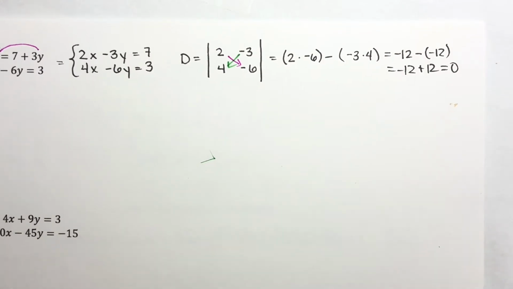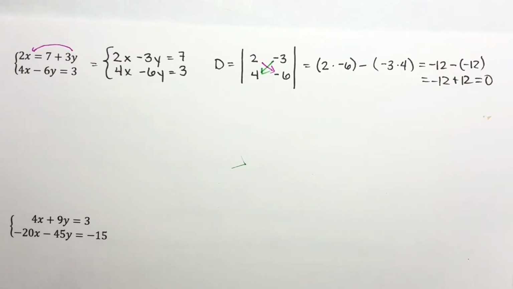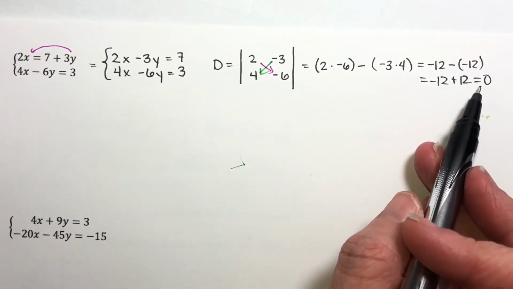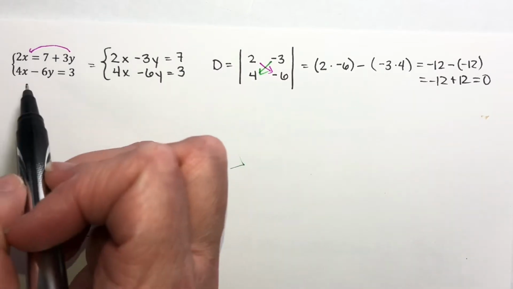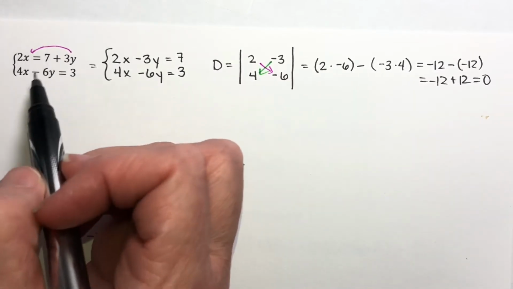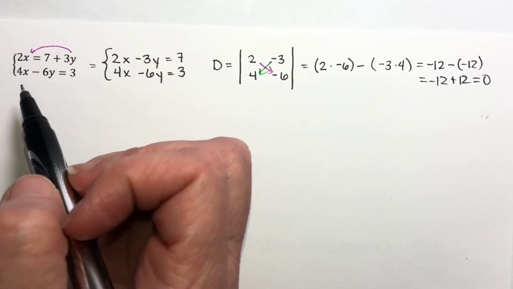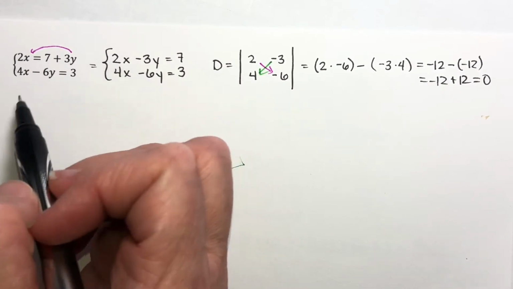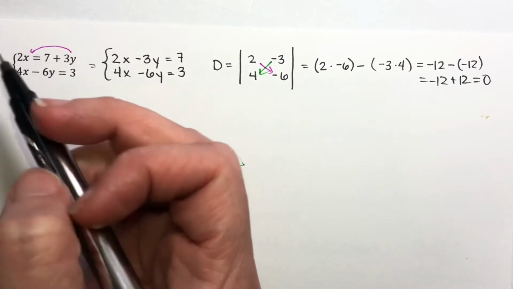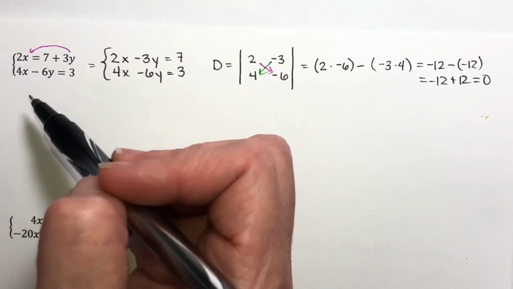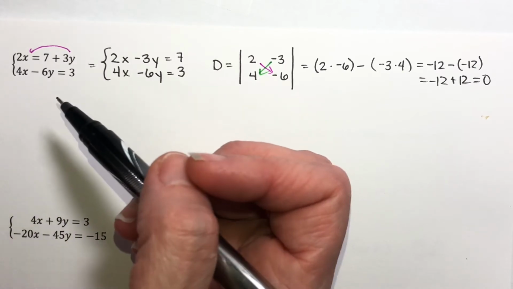Okay, this is a special case. Now, how do I know it's a special case? Because that is a 0. Okay, that means if you recall from way back when we first started solving systems, we said that we had two kinds of special cases. We had the case where we had the same line, in which case they have infinite solutions, or we have the possibility that these are parallel lines and they have no solution.